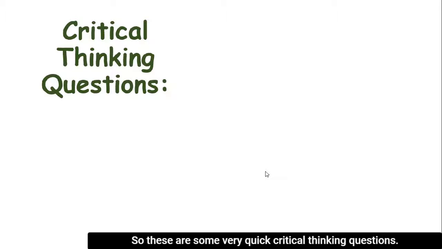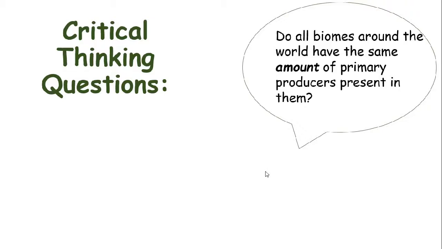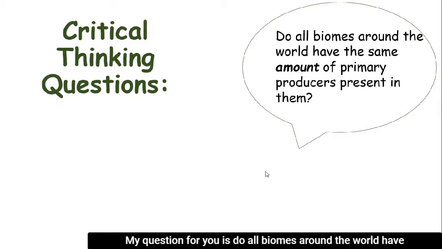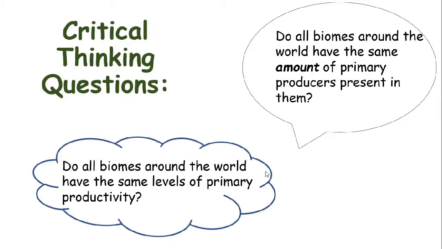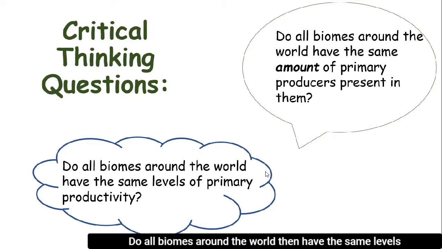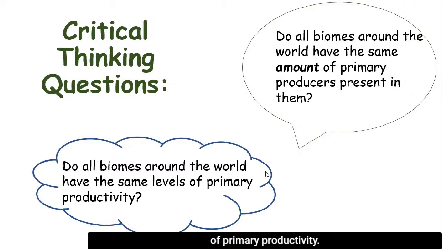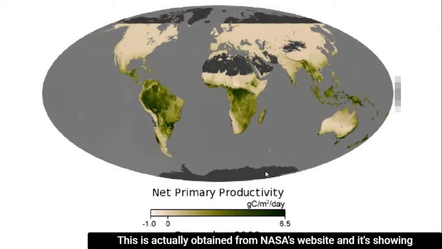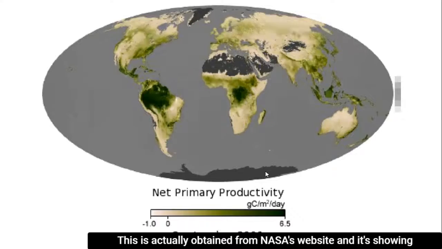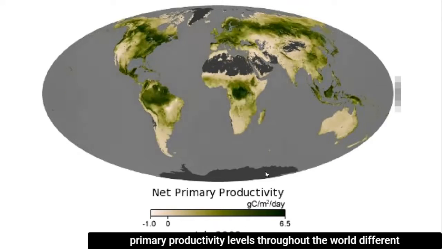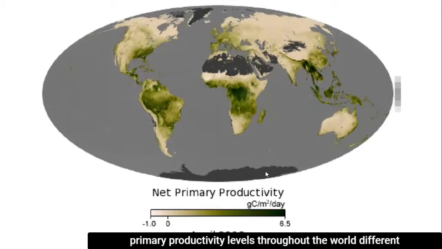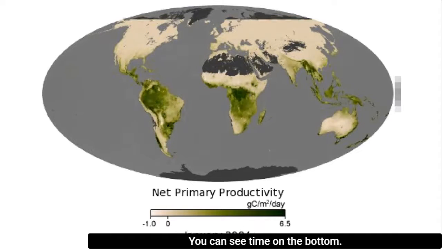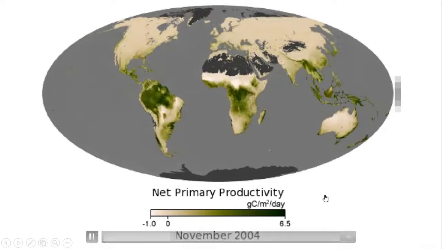So these are some very quick critical thinking questions. My question for you is, do all biomes around the world have the same amount of primary producers present in them? Do all biomes around the world then have the same levels of primary productivity? Let's take a look at this map, this graphic. This is actually obtained from NASA's website and is showing primary productivity levels throughout the world, different days of the year. You can see time on the bottom.